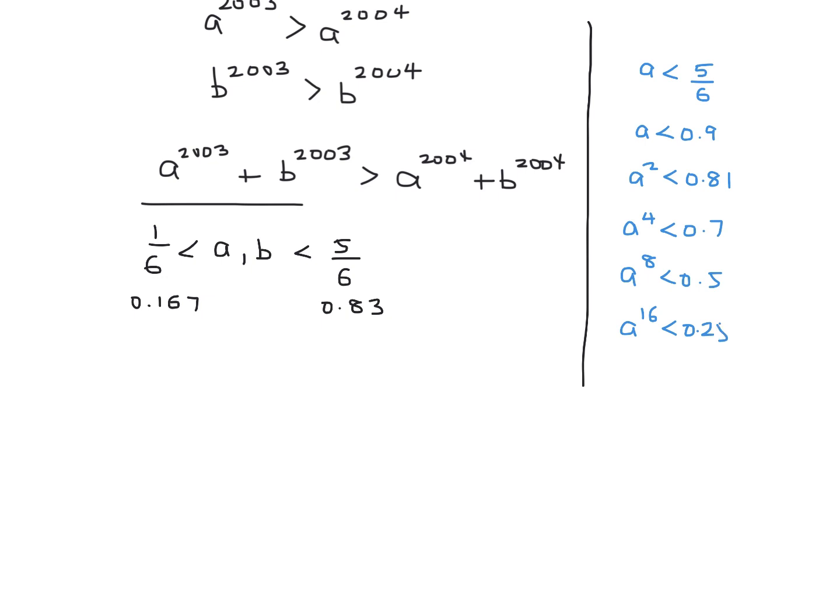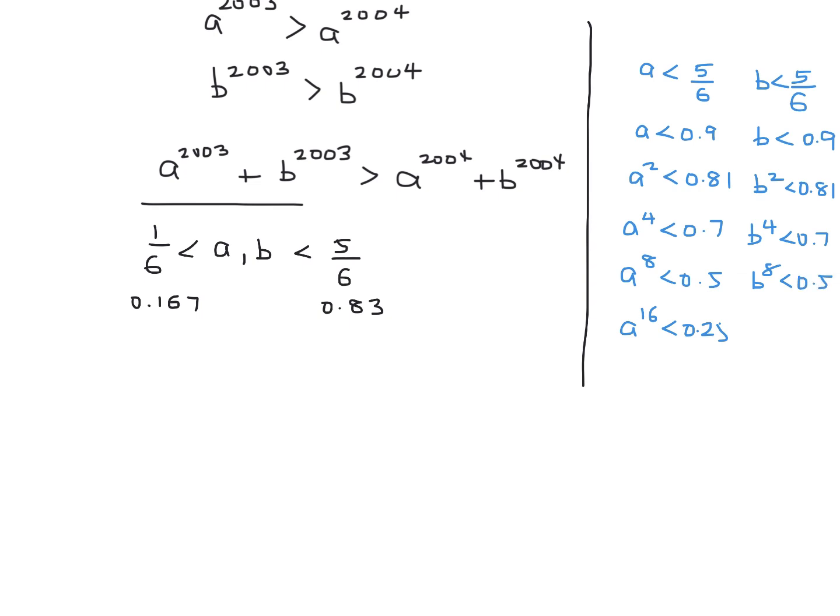And you do the same thing with b. It'll be pretty much identical since we're using the same range for b. B would be, let's just use 0.9 again. B squared less than 0.81. B to the power of 4 less than 0.7. B to the power of 8, I should say, when you square it.